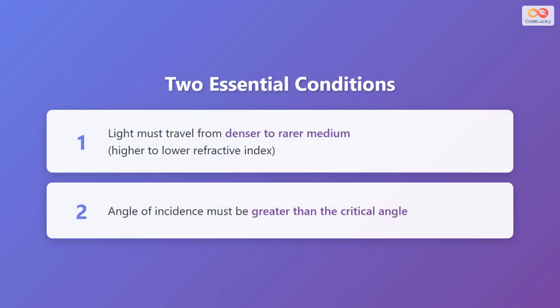For total internal reflection to occur, two conditions must be satisfied simultaneously. First, light must travel from a denser medium to a rarer medium, which means from a material with higher refractive index to one with lower refractive index. Second, the angle of incidence must be greater than a specific value called the critical angle. Only when both these conditions are met will total internal reflection take place.